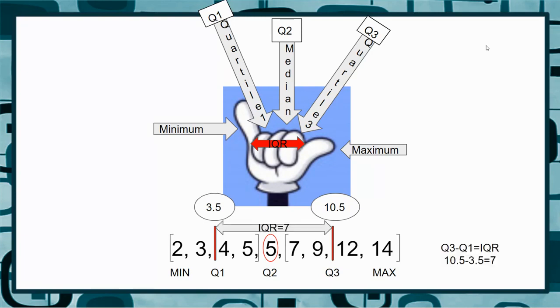The IQR is the range of the middle 50% of the data. From 3.5 to 10.5, there is a spread of 7. So the IQR is 7. And the formula for that, Q3 minus Q1, is the IQR. So in this case, 10.5 minus 3.5 equals 7.